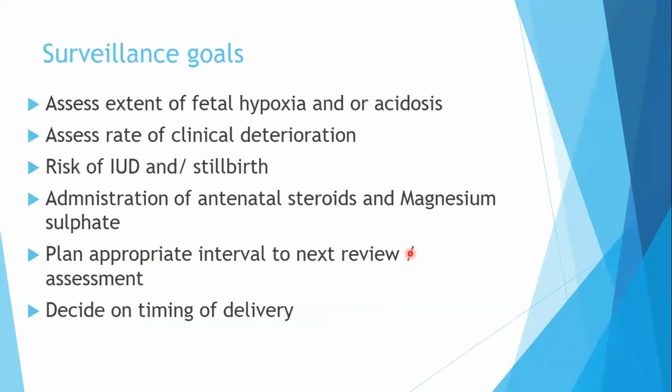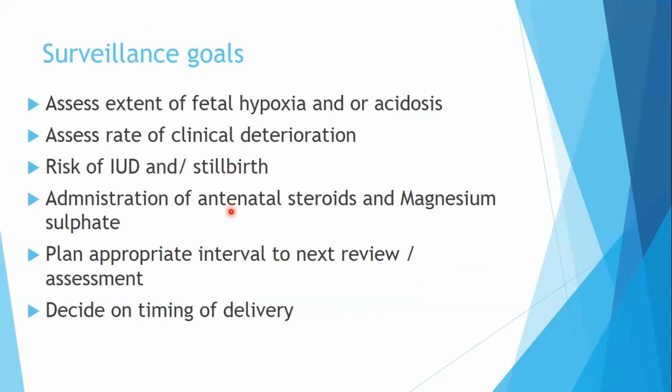Once we have made a diagnosis of either early or late fetal growth restriction, we put the babies under surveillance. What are our surveillance goals? First of all, we want to assess at every given point when we see the babies, whether there's fetal hypoxia and or whether there's acidosis and what its extent is. We want to see how fast these babies are deteriorating. And then are they now at risk of intrauterine death and or stillbirth?